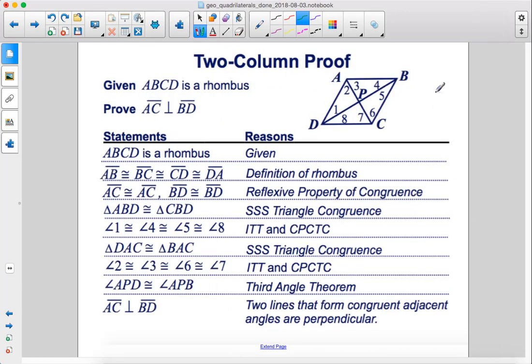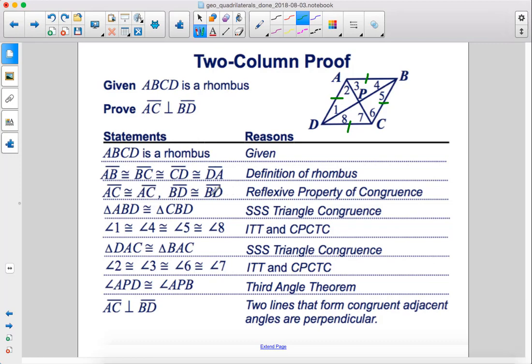Here's a two-column proof. Let's go through it together. Given that ABCD is a rhombus, prove that AC is perpendicular to BD. Alright, so we begin with our given information. Since it's a rhombus, the sides are all congruent. AB is congruent to BC, which is congruent to CD, which is congruent to DA.